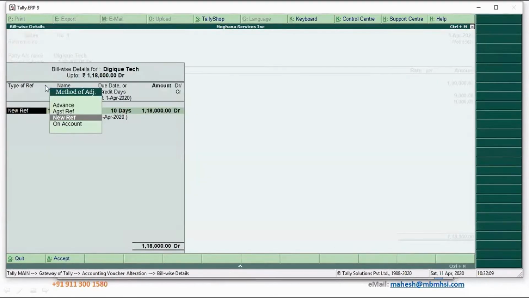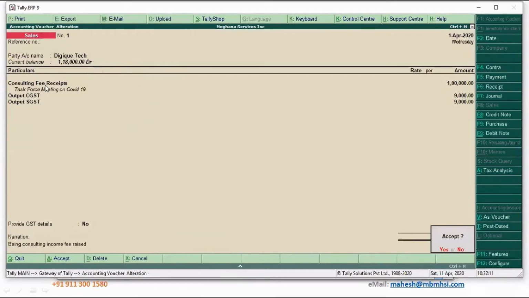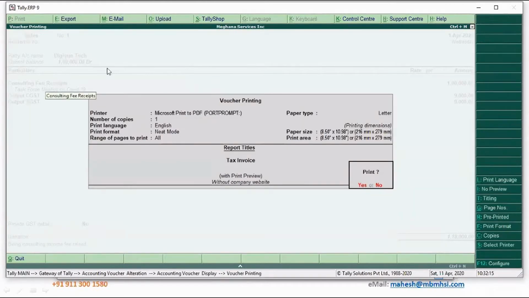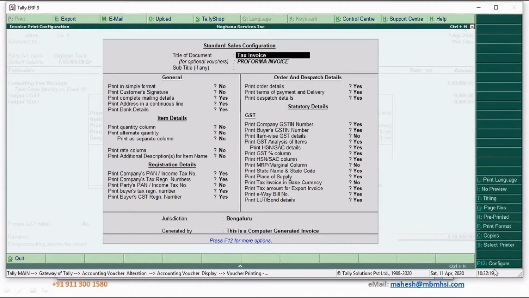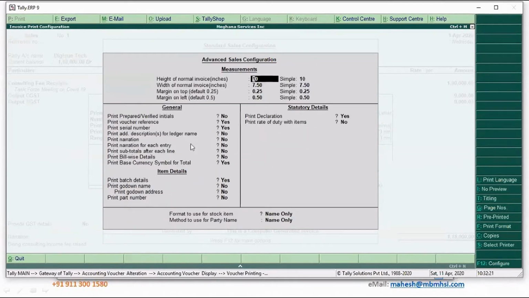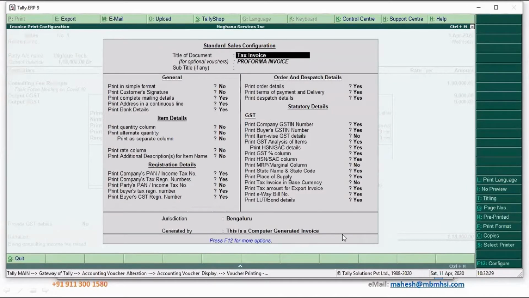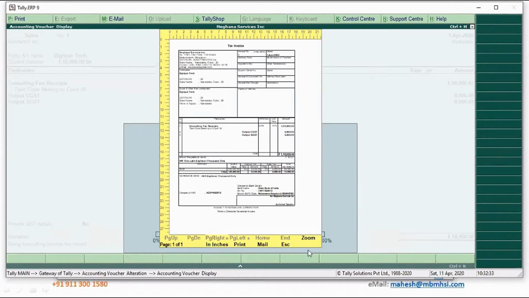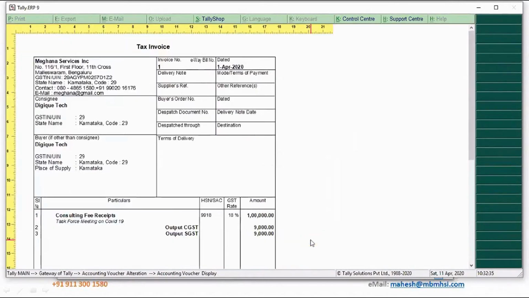And when you print this invoice, you click on Alt P. You want to print this invoice. You could go to F12, and one more F12, and you could enable here print additional descriptions for ledger. Once you have enabled this, you could print the invoice.